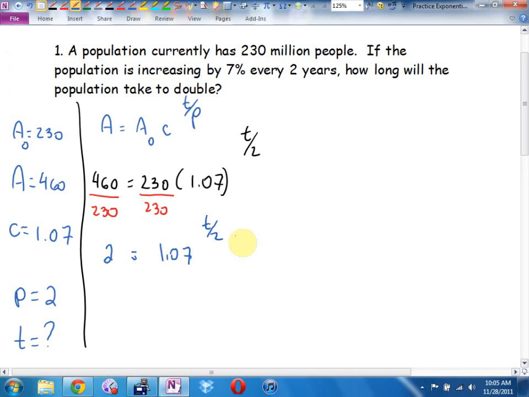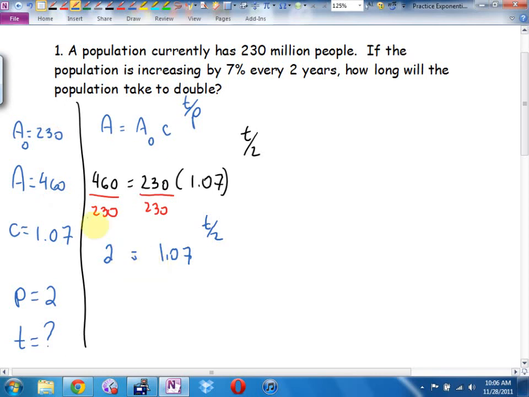By the way, this is going to give us a little shortcut. Next time, if they say how long to double, I could use 230 and 460, but can you also see I could use an initial of 1 and a final of 2? What if they said how long to triple? I could use 230 and 690, or if I'm really clever, I can use an initial of 1 and a final of 3. Because when you divide, that's what you'll end up with.